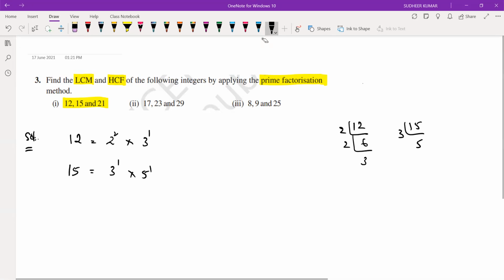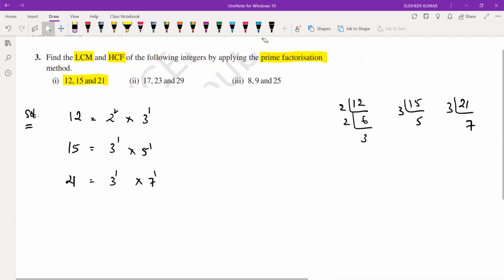And next, 21. 21 is 3 times 7. So 3 power 1 into 7 power 1. Now find its LCM and HCF.